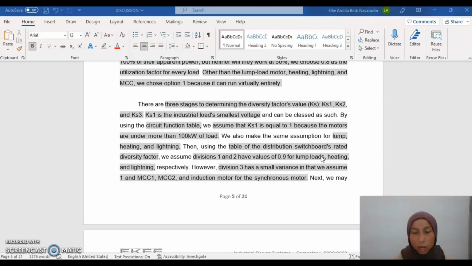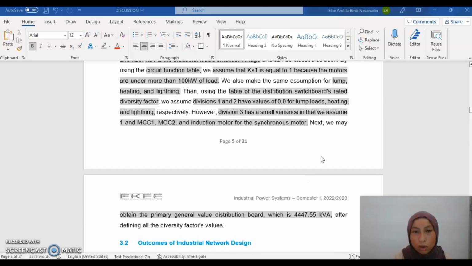And then we also need the same assumption for lamp, heating, and lighting, which is equal to 1. Then by using the table of distribution switchboard weighted diversity factor, we assume that division 1 and division 2 have values of 0.9 for lamp load, heating, and lighting. Okay, so for division 3, which has a small variance, we assume 1 for MCC1, MCC2, and also the induction motor and the synchronous motor.